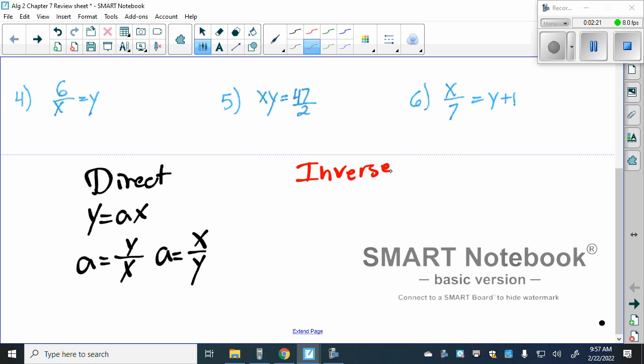Inverse variation. Y is equal to a divided by x. So we have it in this version here, y equals a over x. Now we could get the a by itself by multiplying both sides by x, telling us a is equal to x times y. Now, unlike direct variation, we don't really have a different version of this, because x times y is the same as y times x. So flipping those really doesn't change anything. I wrote it for direct variation as y over x and x over y, just to remind y'all that it's not really any different.